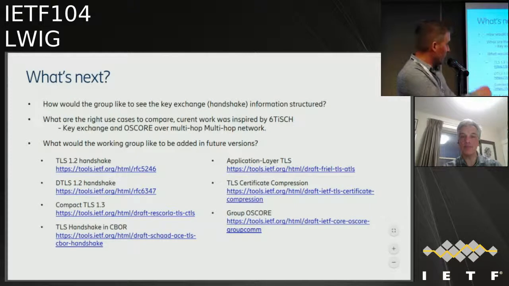So, coming back to now, we already had René's comments on what to add in future versions. As I said, what could be reasonable to add is older versions of TLS and DTLS, 1.2 and DTLS 1.2. I have already seen requests for this. I would be very happy to hear: does the working group want that? It's a reasonable amount of work, or do we want to focus on new things?